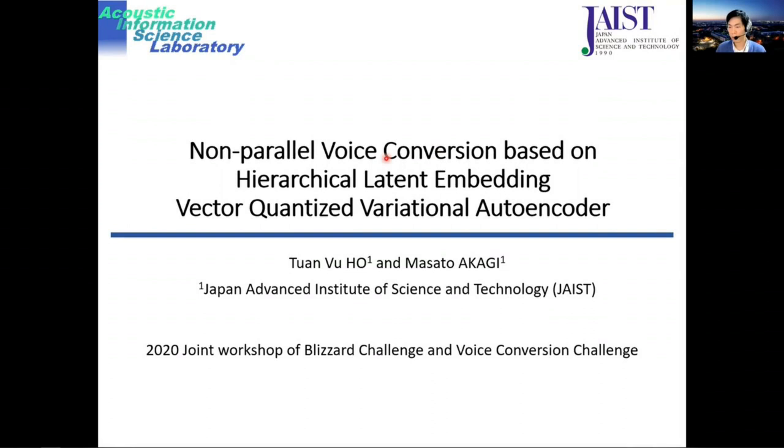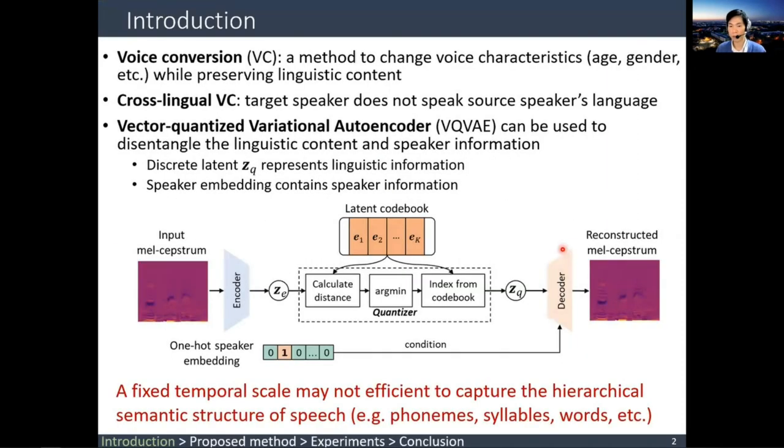Hi everyone, my name is Ho Dong Vo, and I'm from Akagi Laboratory of Japan Advanced Institute of Science and Technology. It's a pleasure for me today to introduce my study on non-parallel voice conversion based on the hierarchical latent embedding vector quantized variational autoencoder. So first I want to make some brief introductions.